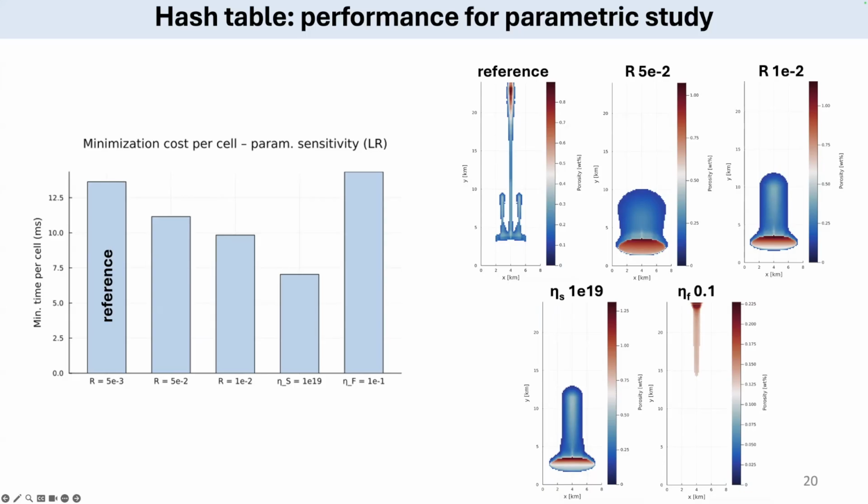However, you can see on the last model, where I decreased the viscosity of the fluid, that the porosity wave is going through the model already. And here we explore a chemical space that is larger than the one provided by the reference model. And therefore, we have an increase in computational time. So we had to perform new calculations from scratch. That's why the minimization time here is slightly increased.